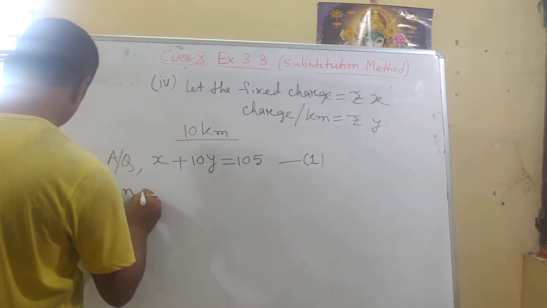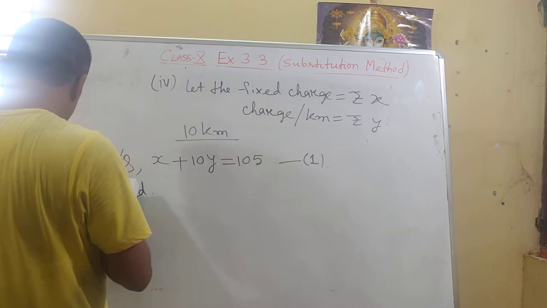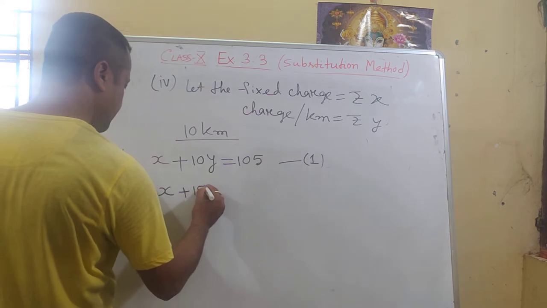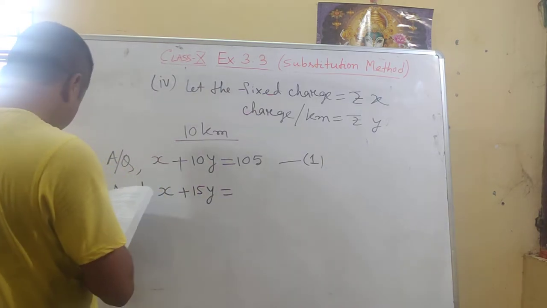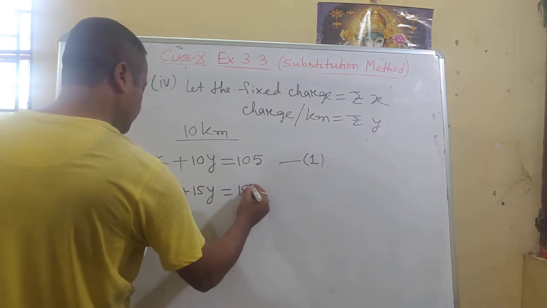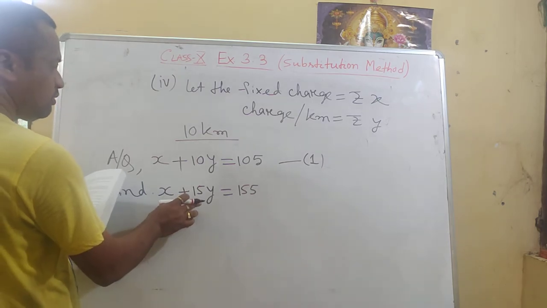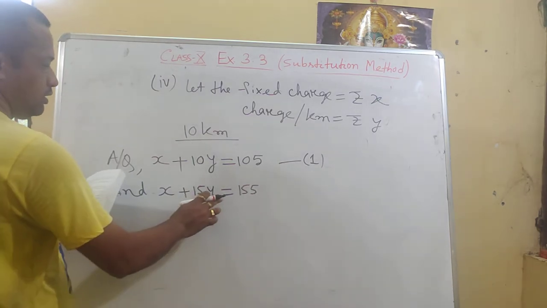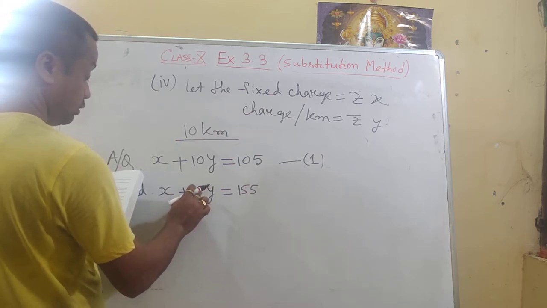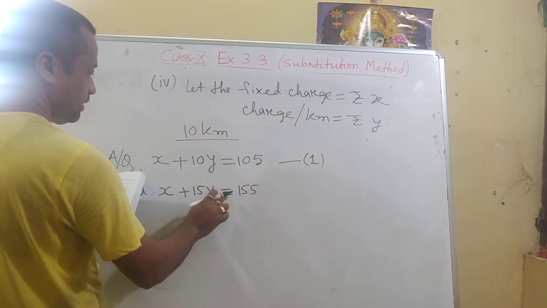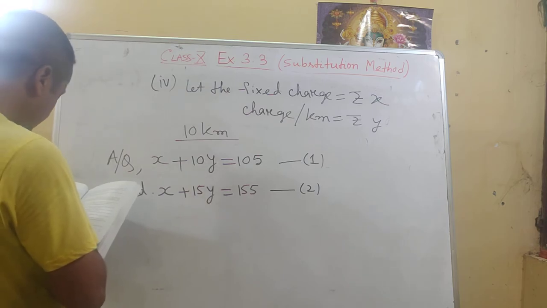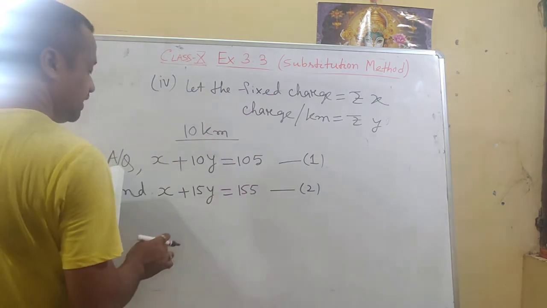And second, for a journey of 15 kilometer, fixed charge plus for 15 kilometer, it is 15 into y. The charge paid is 155. So it is given that fixed charge plus the total charge for 15 kilometer is equal to 155. It is equation number 2. So you have to find what are the fixed charge and the charge per kilometer. That is, you have to find x and y.